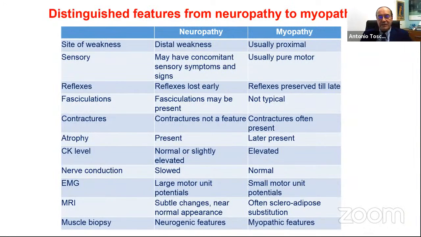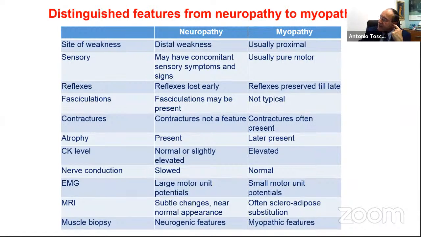Just to start, to remind those who are not particularly familiar with this topic that the clinical aspects of neuropathy and myopathy are quite different. In this table you see that neuropathies mainly present with distal weakness, whereas in myopathy it is mainly proximal, and sensory involvement is more proper to neuropathy than myopathy. Reflexes are diminished or absent in neuropathy, usually preserved in myopathy. Fasciculations are present in neuropathies, not typically in myopathy. Contractures, vice versa, are more frequent in myopathies. Atrophy is present in both, but with different onset. Usually in myopathy it is a bit late.